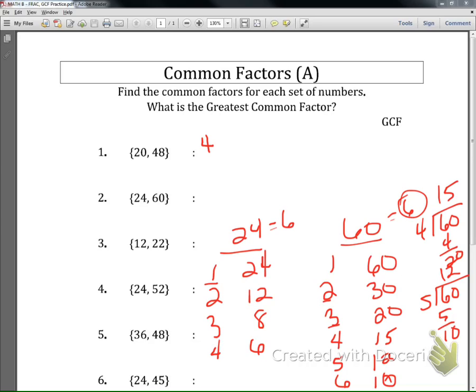1, 2, 3, 4. 6 is common. It doesn't matter which side it's on, they're still common. 12's common. And I believe that's it. So our biggest number then is 12. So our greatest common factor is 12. Alright, I'll do one more for you, but I'm going to skip down to help you with it.